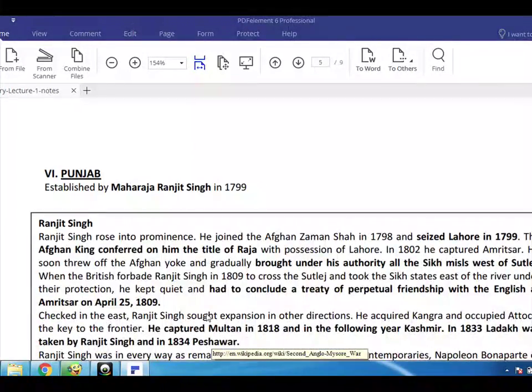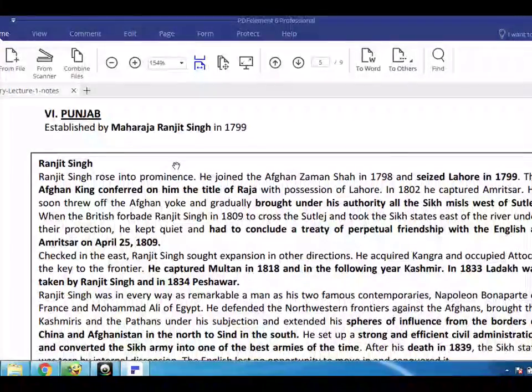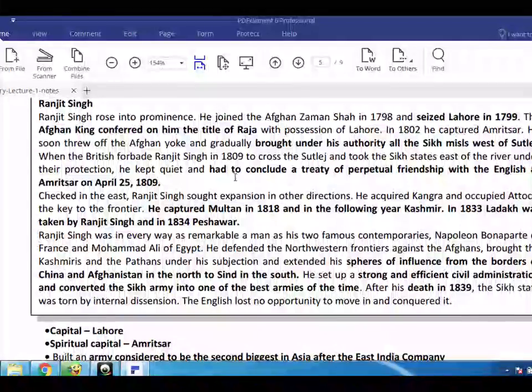The Punjab, established by Maharaja Ranjit Singh in 1799. Capital: Lahore. Spiritual capital: Amritsar. He built an army considered to be the second biggest in Asia after the East India Company.